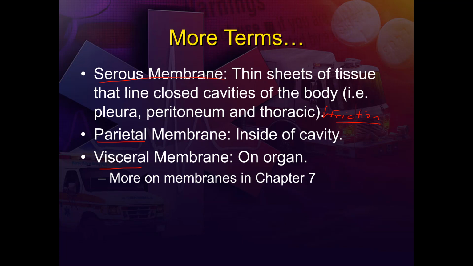So the first order is to memorize that these different membranes kind of talk about a cavity. So here's our cavity. I'm going to use the lungs as our example. So in this is the lung tissue. And we'll say that this is the inside of your ribs. Here's your ribs.